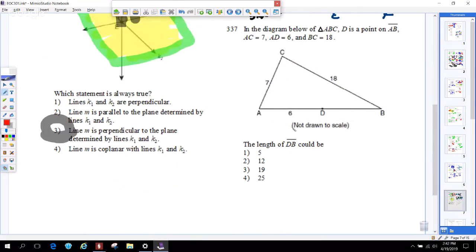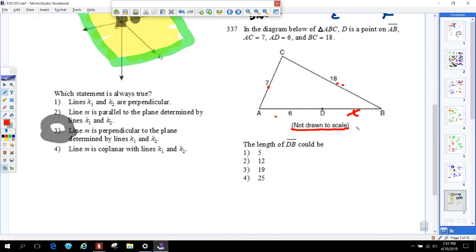Here's our triangle. Notice that it's not drawn to scale. They did that on purpose. It tells you AC is 7, AD is 6, and BC is 18. What is the length of DB? Now, because this is not drawn to scale, we can't just right away say that it is 6 unless they had said that that was the midpoint.